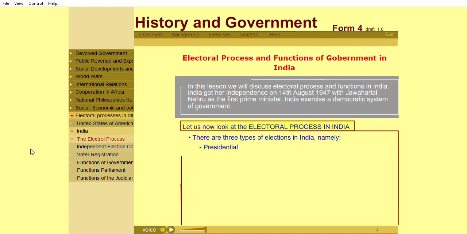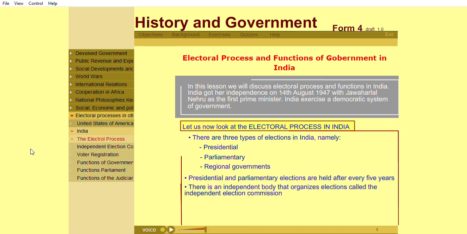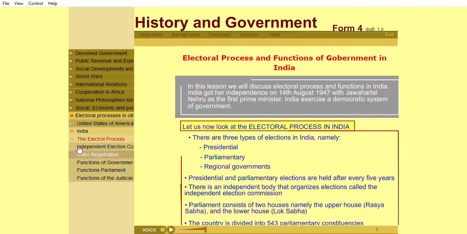There are three types of elections in India, namely presidential, parliamentary, and regional governments. Presidential and parliamentary elections are held after every 5 years. There is an independent body that organizes elections called the Independent Election Commission. Parliament consists of two houses, namely the upper house, Rajya Sabha, and the lower house, Lok Sabha.